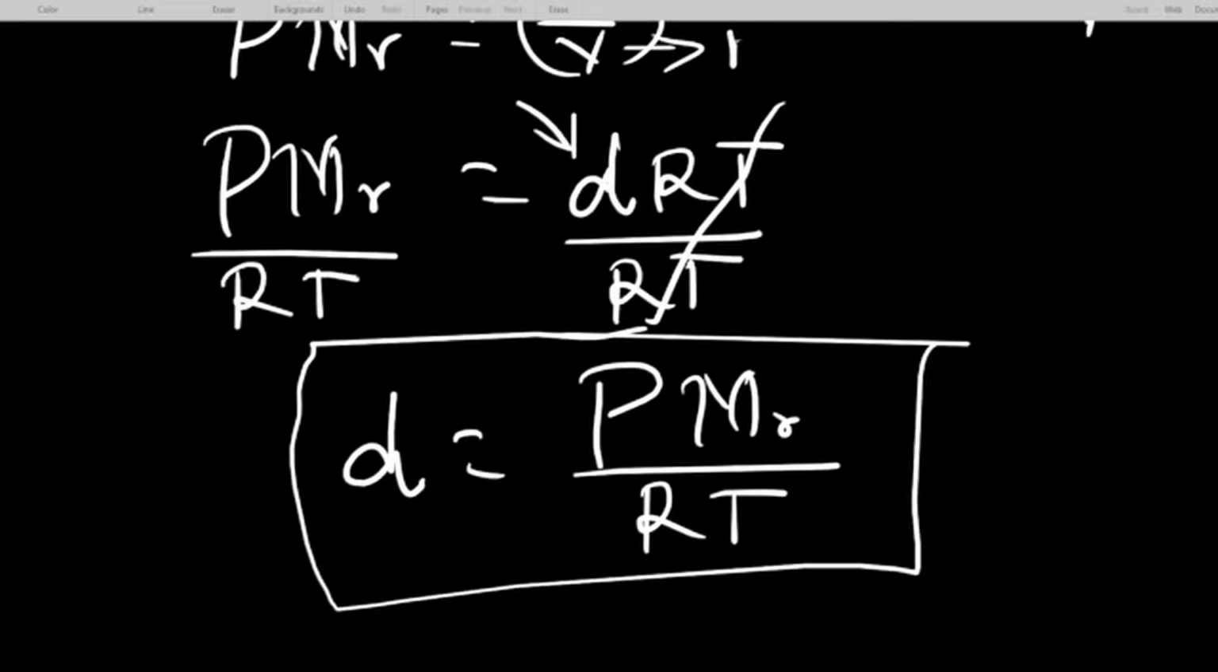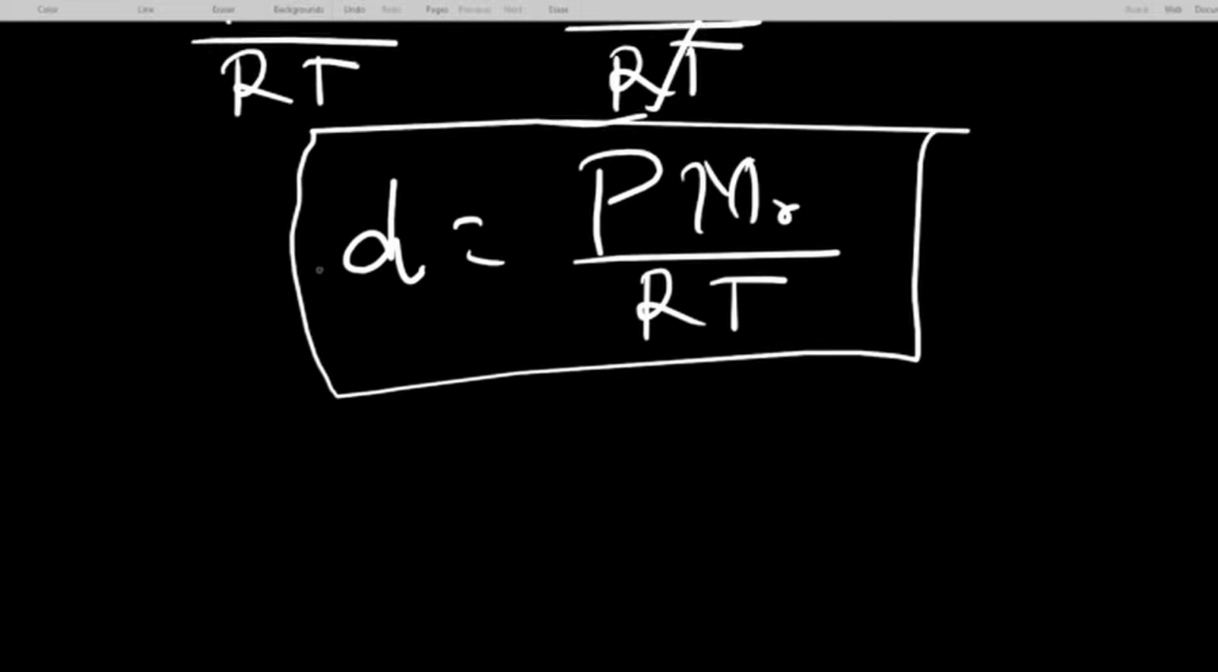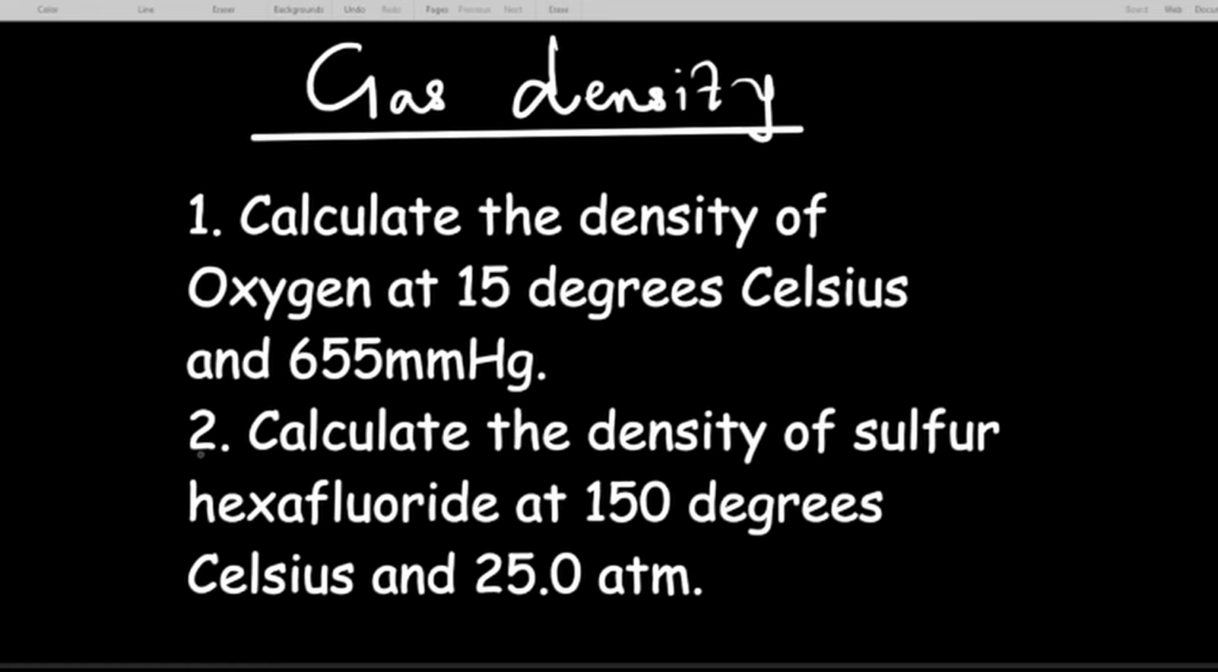Okay, now why did I do all this? It's because sometimes the lecturer might not want you to use the formula without deriving it. Now you know how to derive it. Let's now go ahead and solve the problem. Let's solve the question together.